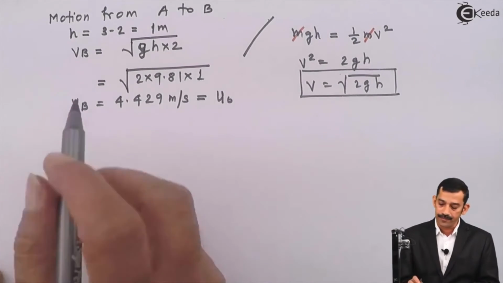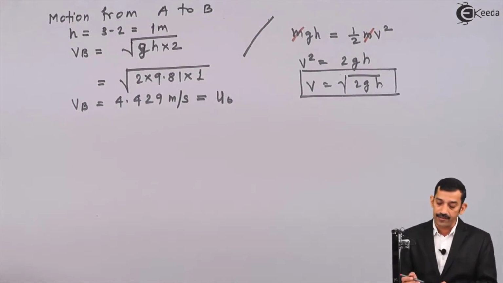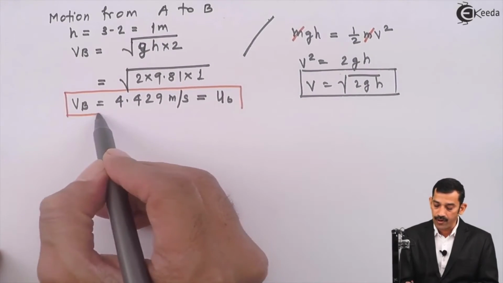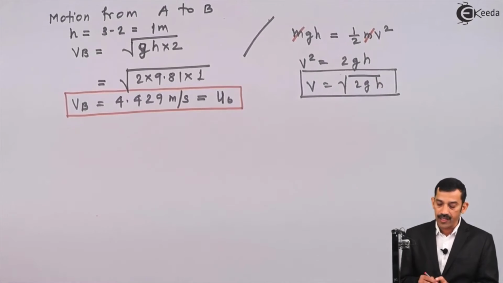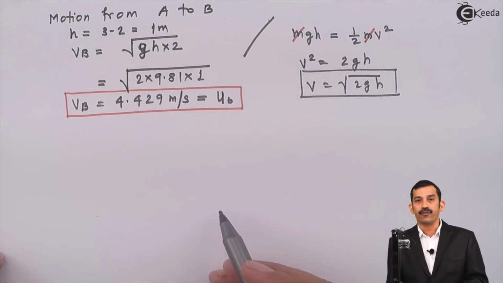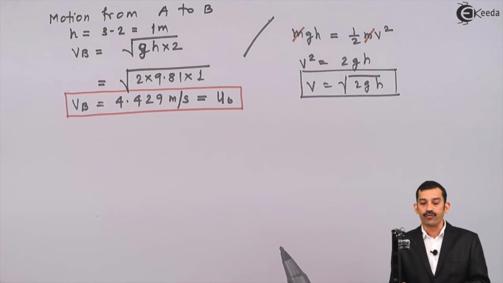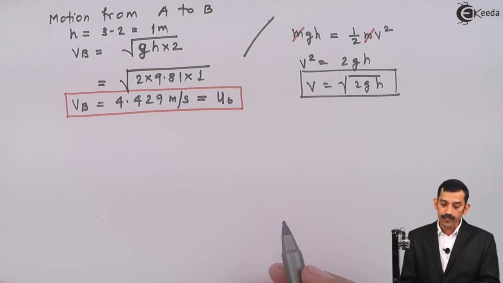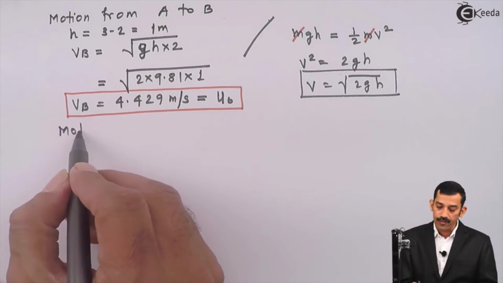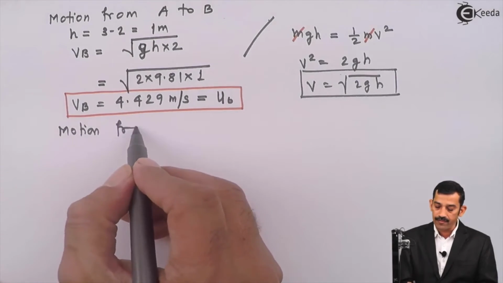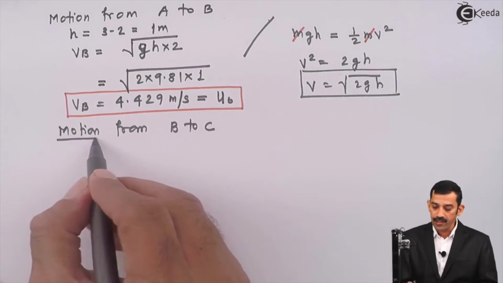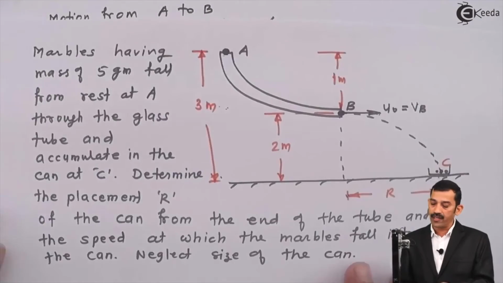Because at B projectile motion starts. That means when you consider projectile motion from B to C, the initial velocity u0 becomes Vb, which is equal to 4.429 meters per second. Now we'll consider motion from where to where? Projectile motion from B to C. We'll consider motion from B to C here.